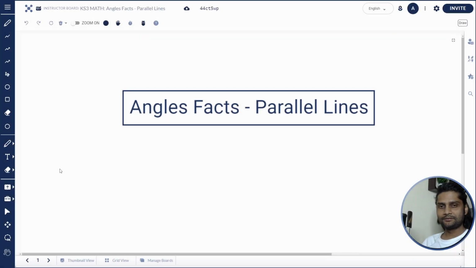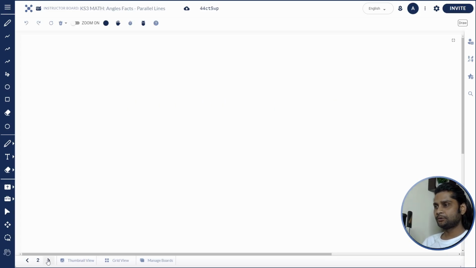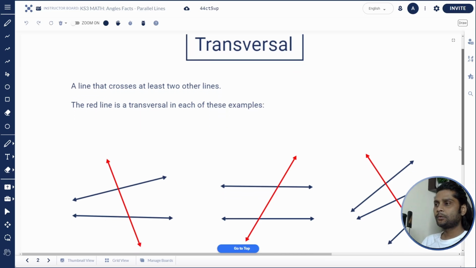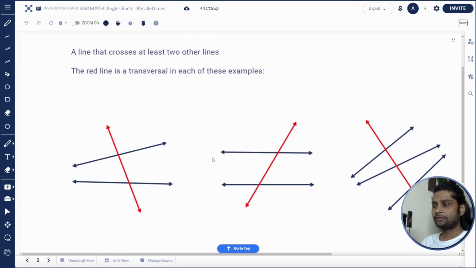Hello dear students. Today in this lesson we are going to talk about parallel lines and angle facts. So let's continue and try to understand a very important topic which is called transversal. Students, a transversal is a line which intersects two or more than two lines simultaneously.